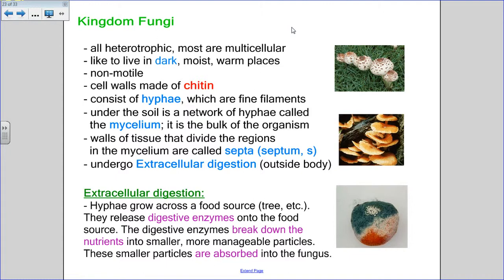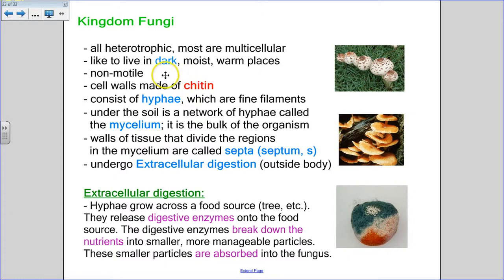So they are heterotrophic. Most are multicellular. The only one that's not is yeast. So yeast belongs to this group. They like to live in dark, moist, warm places, as opposed to plants, which really need light, and they like warm places. But fungi really like to grow in places like in your sneakers, and in your closet, and in your fridge, and in those little cupboards that you tend to keep your bread in. So yeah, they really like those places.